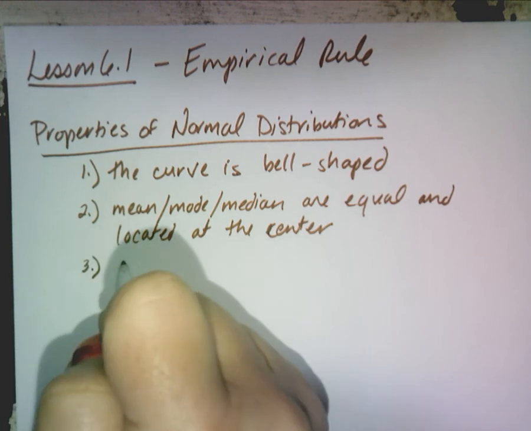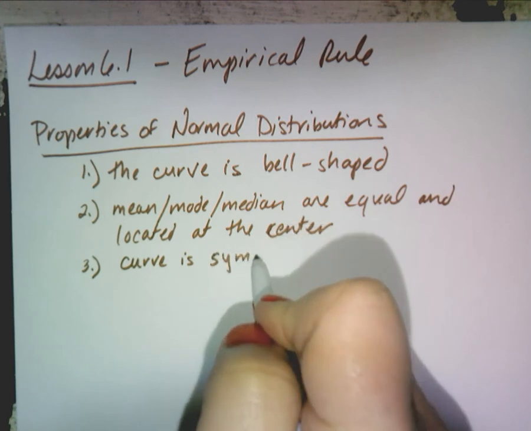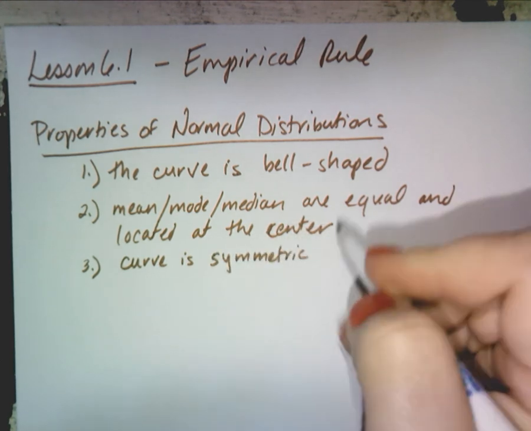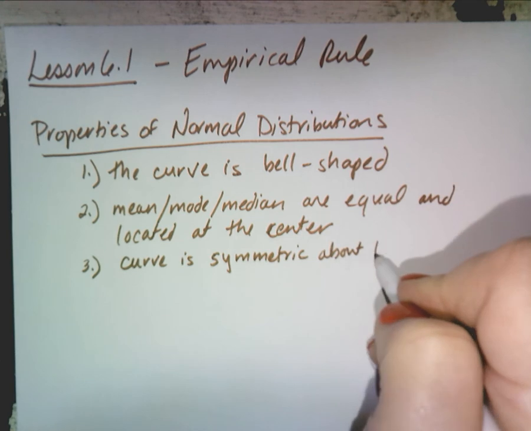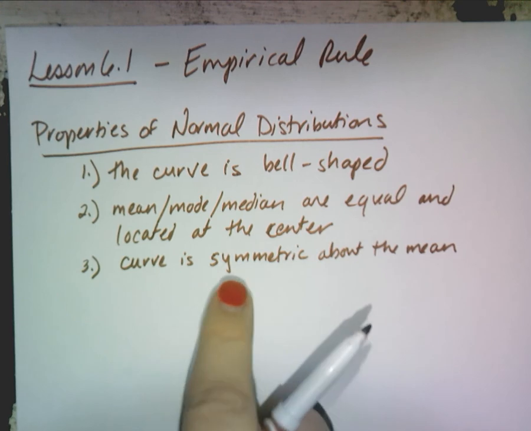Third thing, the curve is symmetric about the mean. What does that mean? Again, that means half your data is on one side, half your data is on the other side. Everything is symmetrical, looks the same. To be considered normally distributed, you would have an equal amount on the left as you would on the right when the mean is in the middle. So it's symmetric. Bell-shaped curve, mean, mode, median are equal, and the curve is symmetric.